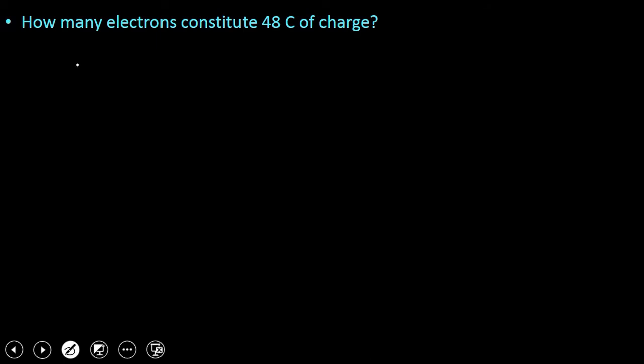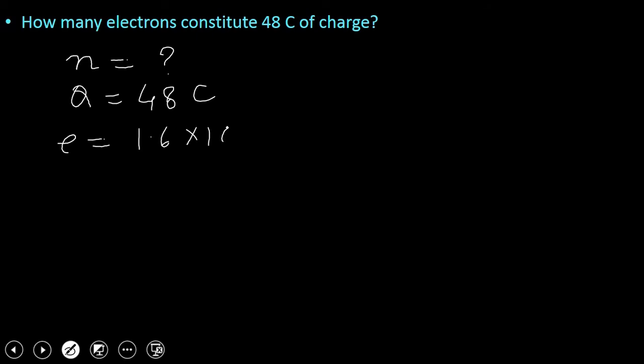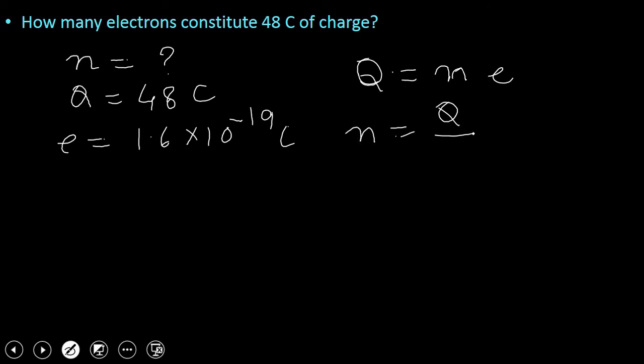So they are asking number of electrons. N they are asking. Charge is given to you. Q is equal to 48 coulomb. And we know that E, the charge on one electron, is equal to 1.6 into 10 to the power minus 19 coulomb. So this is a quite simple question. You have to recall the formula. Formula is Q is equal to N into E. You have to calculate number of electrons. So N will become equal to Q by E.